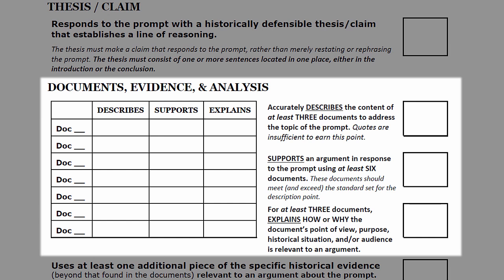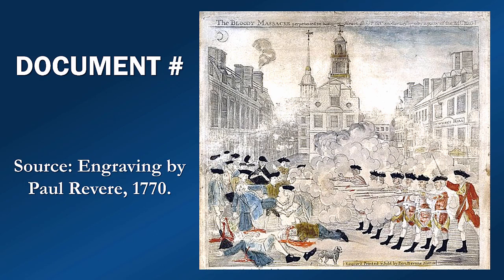So here we go. We see that we've got 7 documents and there are 3 things that can be done here. Describes, supports, explains. And I'm going to go through each of these one by one with you. Let's take a look at a document on a DBQ that I'm working on for the American Revolution. One of the documents will be a graphic source typically on a DBQ, so we're going to use a graphic source to show how we could score all 3 of those points. This is a famous engraving by Paul Revere in 1770 in the wake of the so-called Boston Massacre.